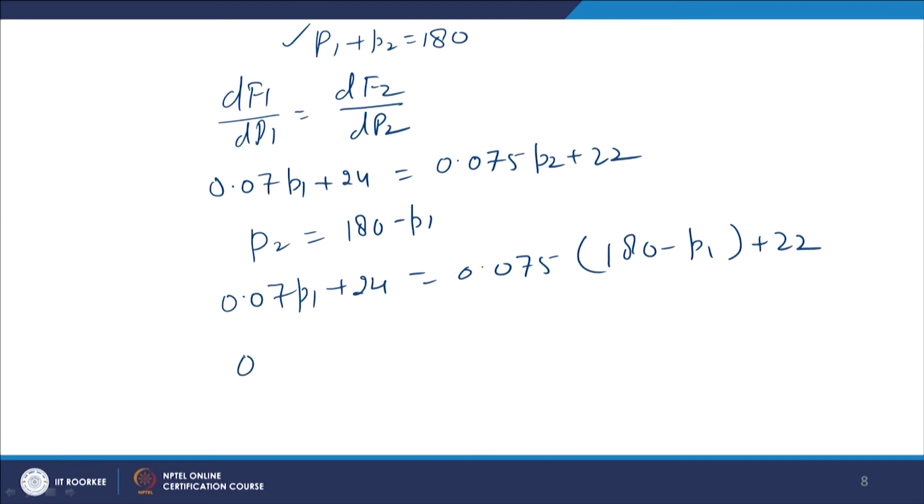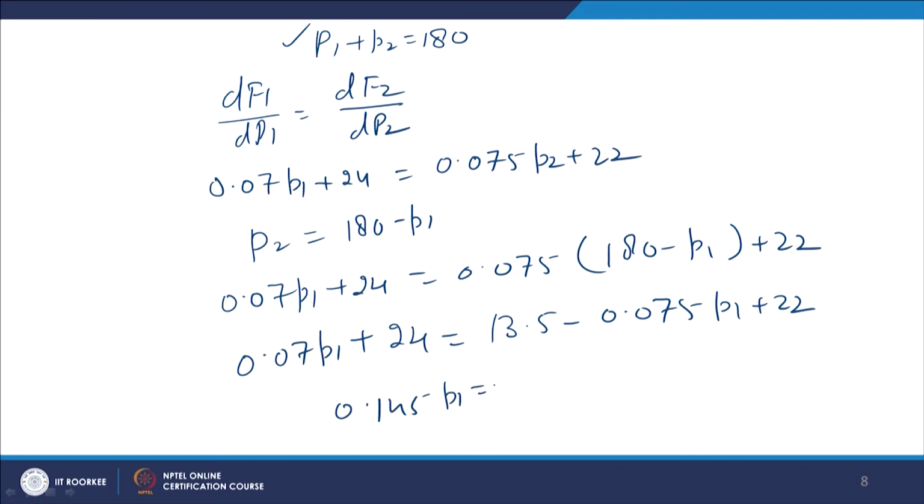Now this gives 0.07 P1 plus 24 is equal to 13.5 minus 0.075 P1 plus 22, so 0.145 P1 is equal to 11.5, or capital P1 is equal to 11.5 divided by 0.145, which is equal to 79.3 megawatt. So P1 is 79.3 megawatt.